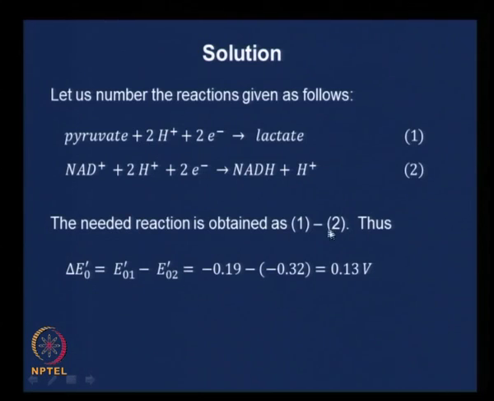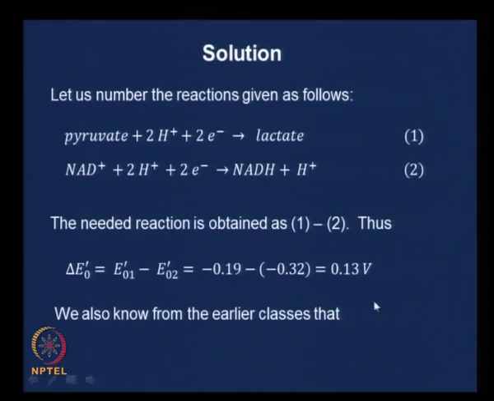Why don't you work it out, 1 minus 2, you would have done this already, check whether 1 minus 2 gives you the reaction that we are looking for. So delta E naught dash equals E naught 1 dash minus E naught 2 dash, which, taking the values from the problem statement, E naught 1 dash was minus 0.19 volts and E naught 2 dash was minus 0.32 volts: minus 0.19 minus of minus 0.32, plus 0.13 volts.